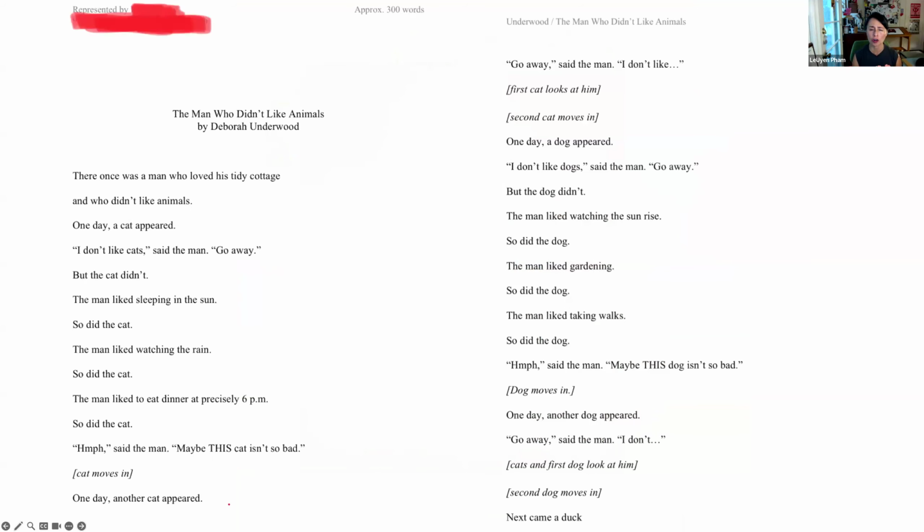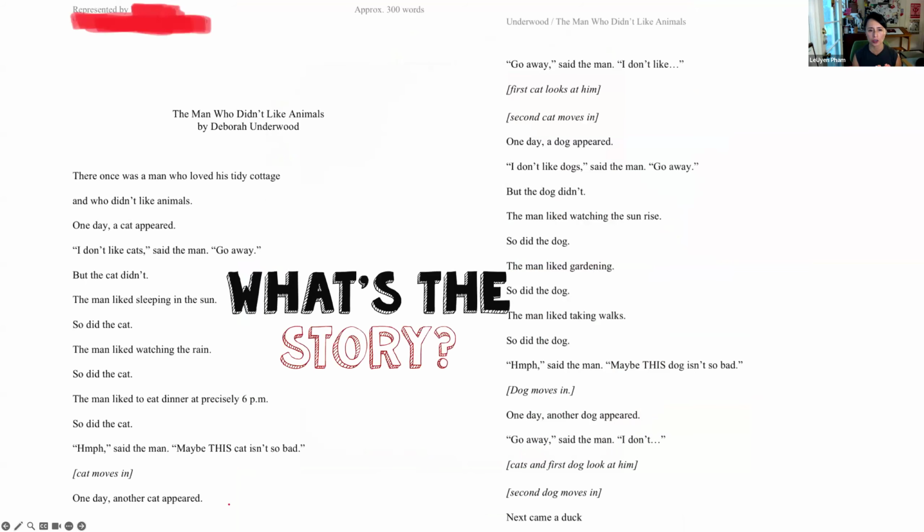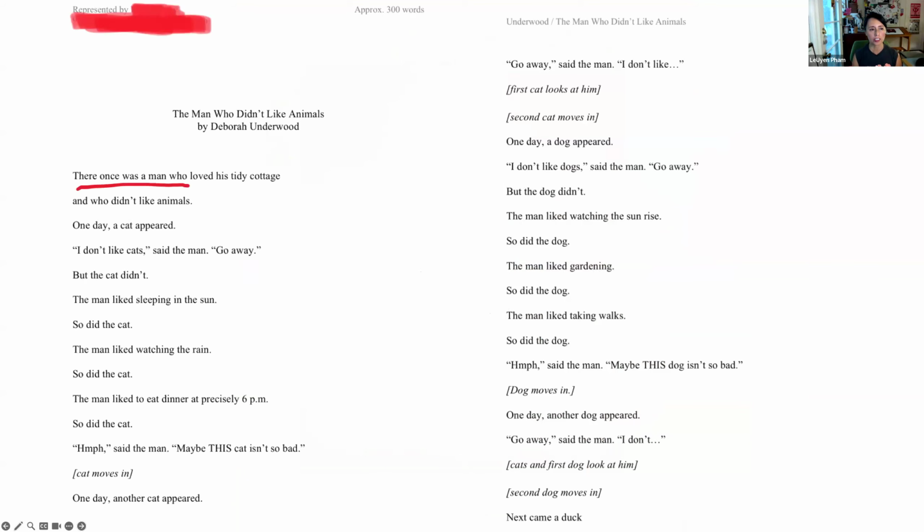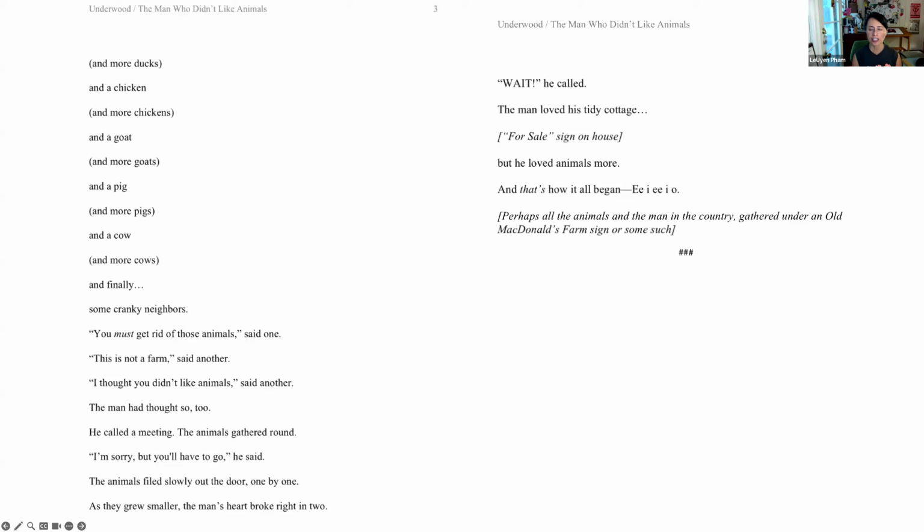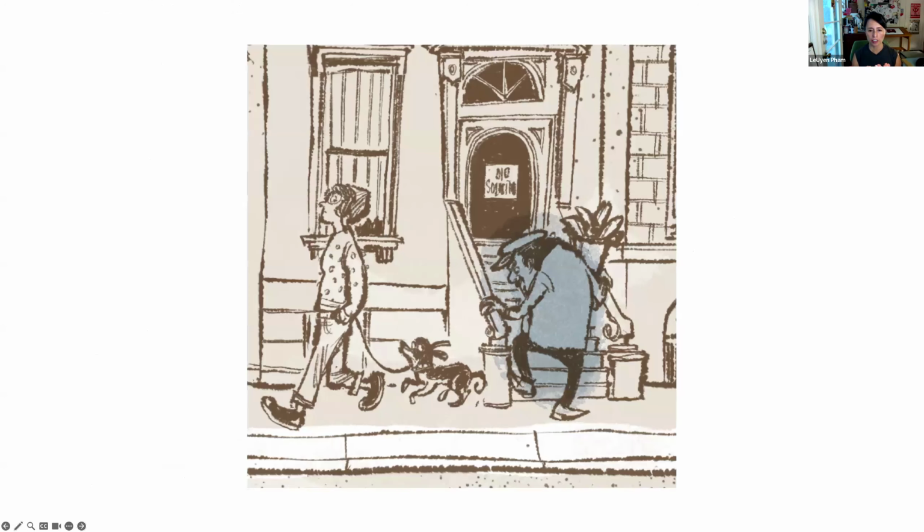Now I'm going back to the story and I'm going to start taking it apart. The first question is, what is the actual story? I think we can all agree the actual story is there once was a man who didn't like animals, and his entire character arc is that by the end, he loved animals more. So I know that's going to be our main hero. We've got to establish from the get-go that he does not like animals, so any opportunity I can get to show him not liking animals, I'm going to do it.